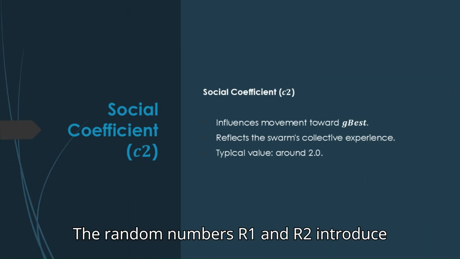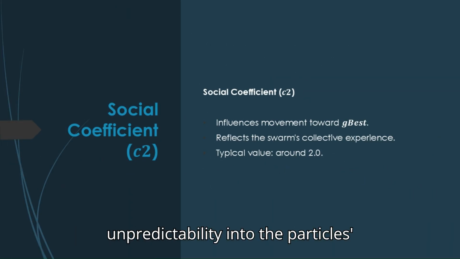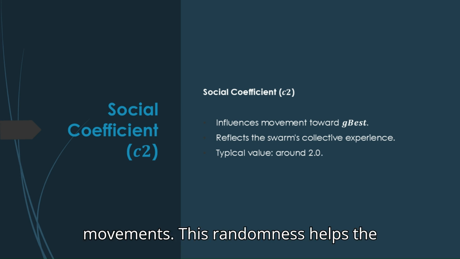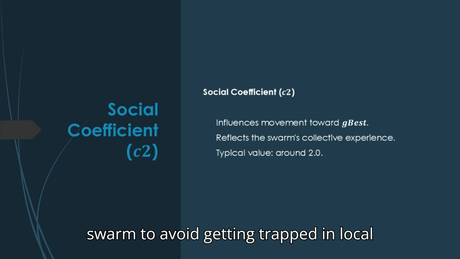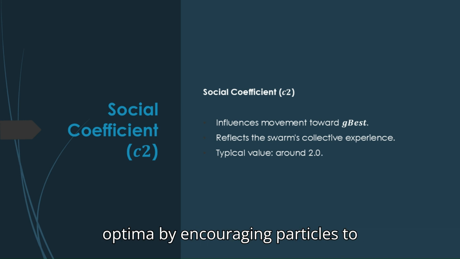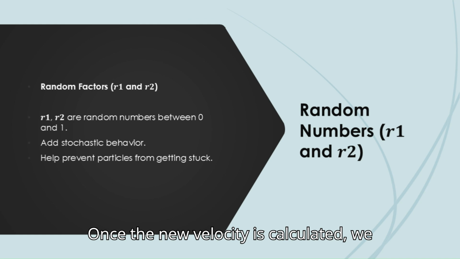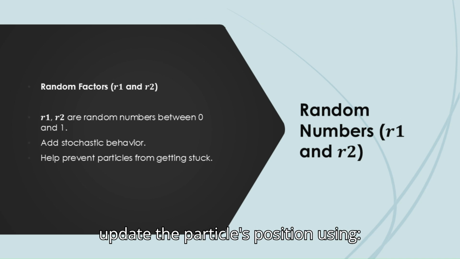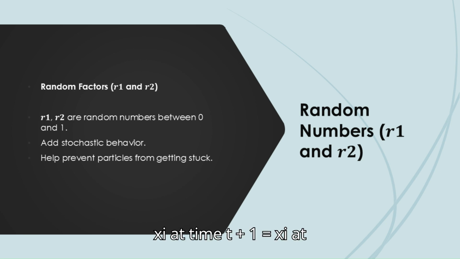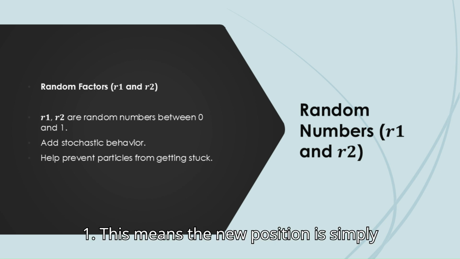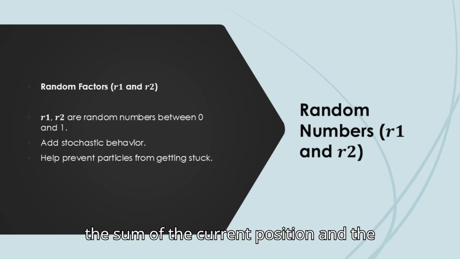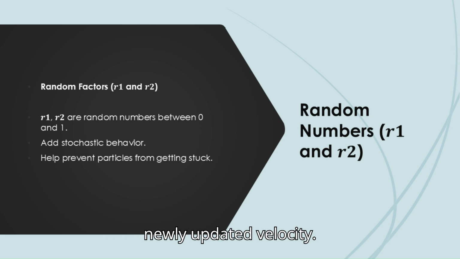The random numbers R1 and R2 introduce unpredictability into the particle's movements. This randomness helps the swarm to avoid getting trapped in local optima by encouraging particles to explore new directions. Once the new velocity is calculated, we update the particle's position using x_i(t+1) = x_i(t) + v_i(t+1). This means the new position is simply the sum of the current position and the newly updated velocity.